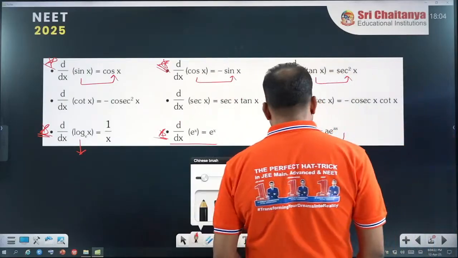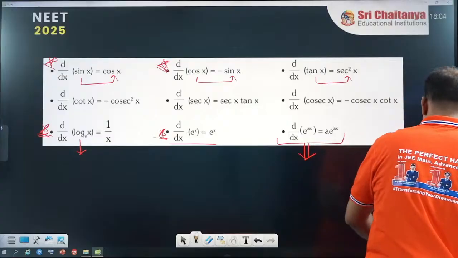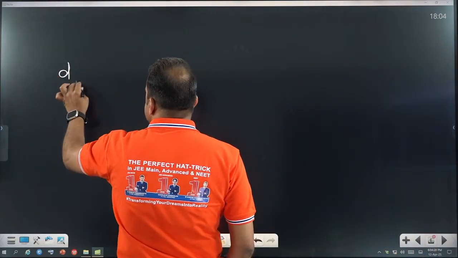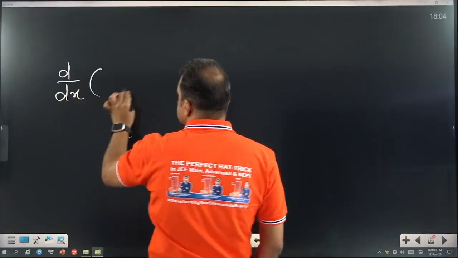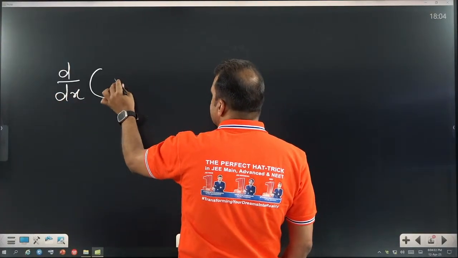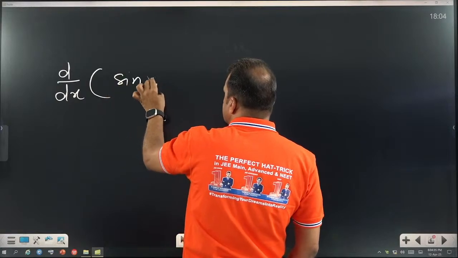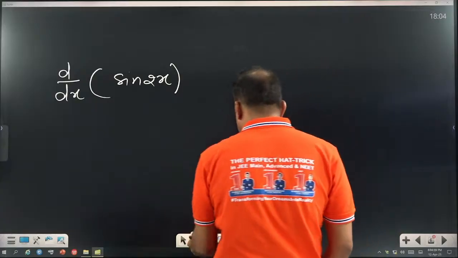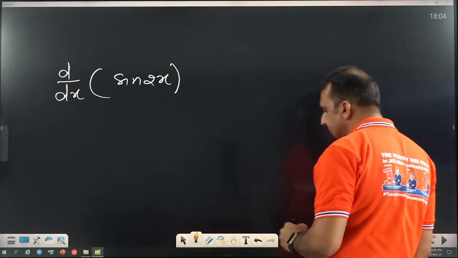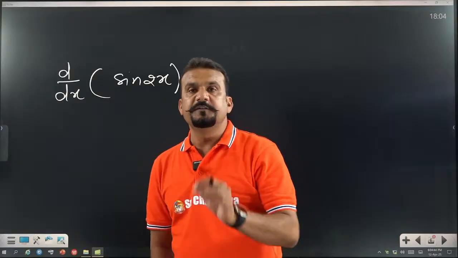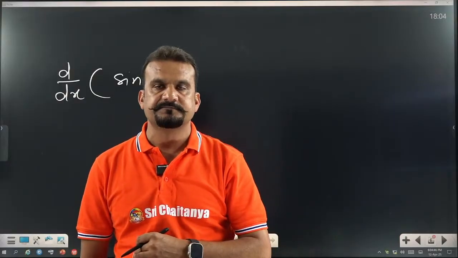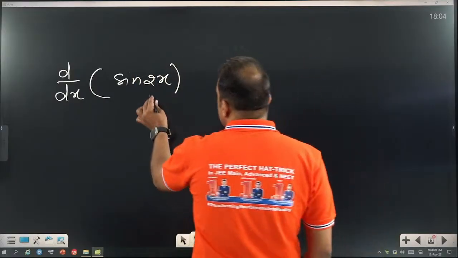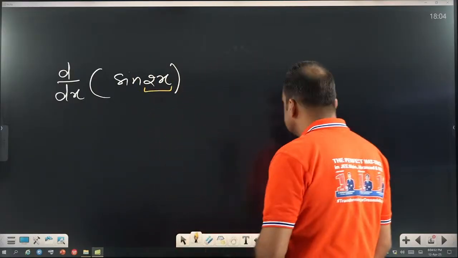Let us start with some questions. Yesterday we also discussed d over dx of x power n. Let us assume today I am giving you one function, that is sin 2x. This is basically a function of a function, a multiple function concept. We know the differentiation of sin x is going to be cos x. After that, we have to go inside the function.